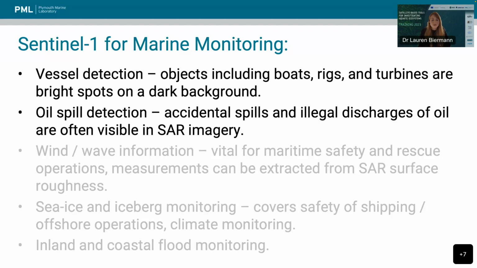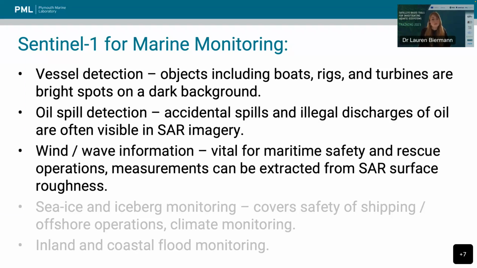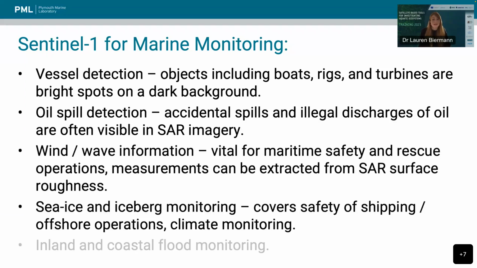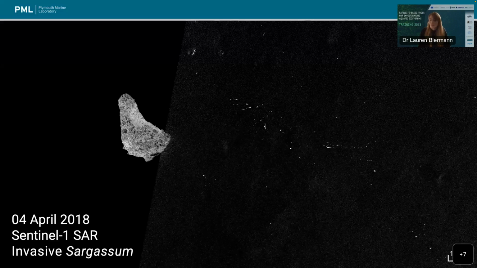And because SAR data, particularly in VV polarization, is very sensitive to the ruffling of the surface of the water by wind, we can also extract wave and wind information from the SAR surface roughness. In areas of the world where clouds are a problem, specifically the poles, this is sometimes one of the only ways you can collect any data throughout the year because of cloud and because of the solar zenith angle. It is also very important for inland and coastal flood monitoring. And more recently, it has been shown to be very good at picking up seaweed invasions.